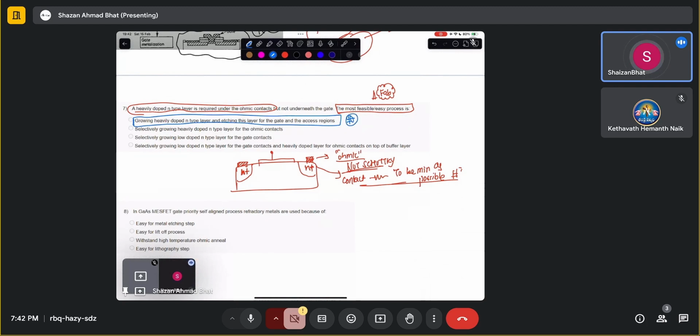So there are basically considerations that if you dope it early, heavily, and then you etch certain layer for the gate and the SS region. SS region looks something like this. Okay, in order for the gate to be deposited as a metal, because this is a metal and this is deposited by, let's say, something called sputtering.